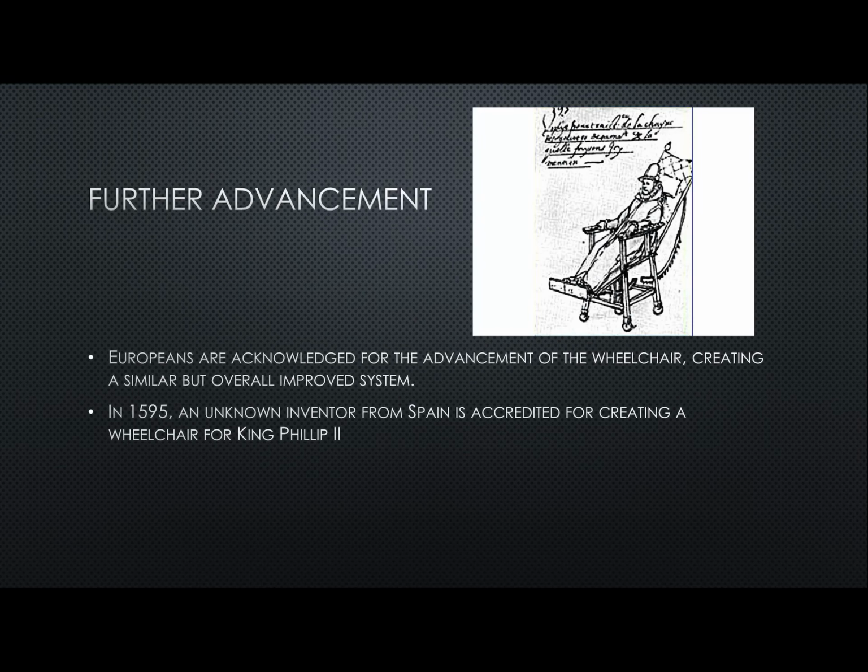So, further advancements: Europeans are acknowledged for the advancement of it after the Chinese. They created a similar but overall more improved system. In 1595, although the inventor is unknown, it was from Spain. They're credited for creating a wheelchair for King Philip II, and up in the corner, that's the picture that is depicted. So as you can see, it's more developed than a wheelbarrow like the Chinese, but it doesn't really look that mobile, as I would assume.